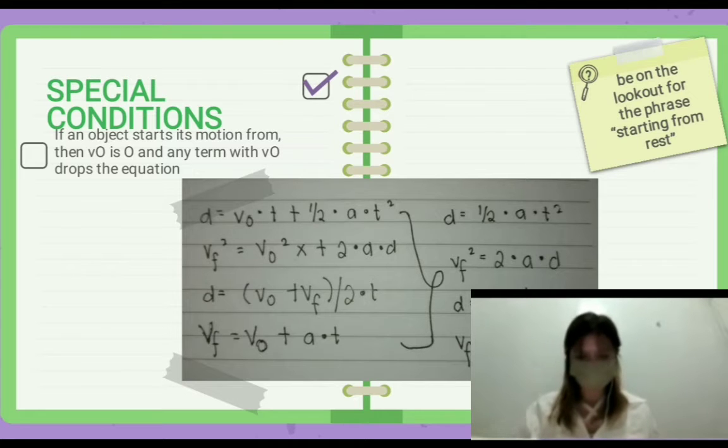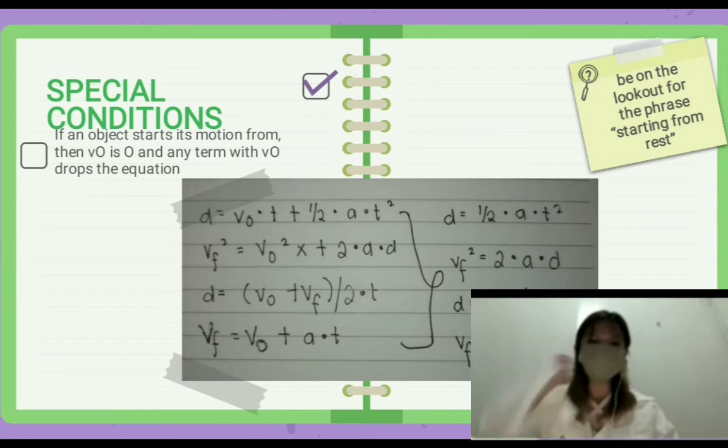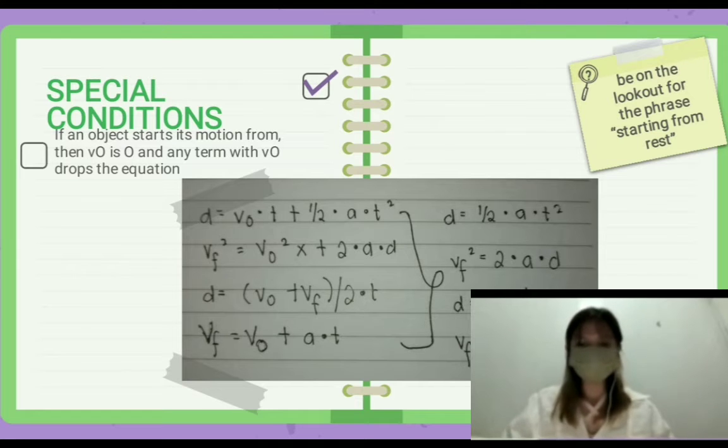For instance, somebody might be solving a problem in which the object originally starts from rest. In such a case, the v-initial terms that you see in these equations end up dropping out of the equation, so they might be written as shown here. So always be on the lookout for a phrase in the problem that says starting from rest or beginning in a resting position, because under those conditions, the kinematic equations may be simplified to the form that you see here.